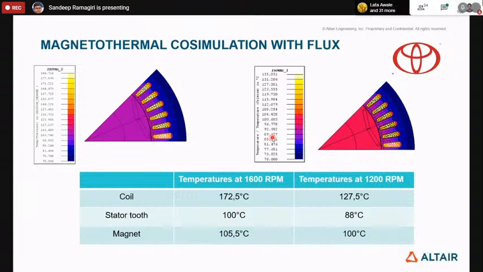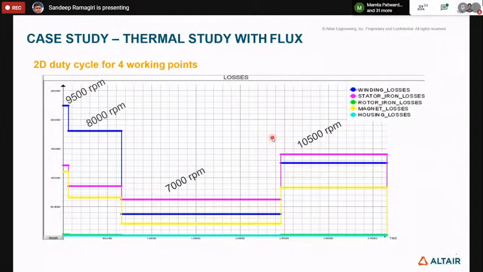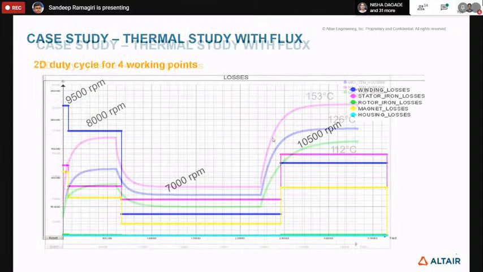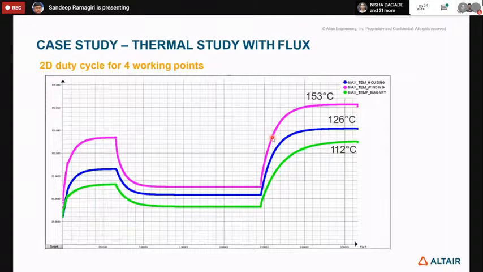So one good advantage of our detailed stage, the Flux finite element technology, is that we can give you the hotspot. Hotspot is nothing but the highest temperature value and the lowest temperature value. So this we can do, and on the same motor we have done the thermal simulation for 4 working points, and for those 4 working points we computed the losses, and we have mapped them, and we can get the temperature distribution.